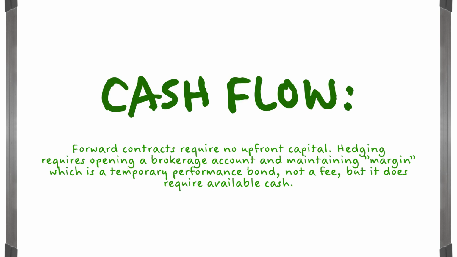The second is cash flow. Forward contracts require no upfront capital. Hedging requires opening a brokerage account and maintaining margin, which is a temporary performance bond, not a fee, but it does require available cash.